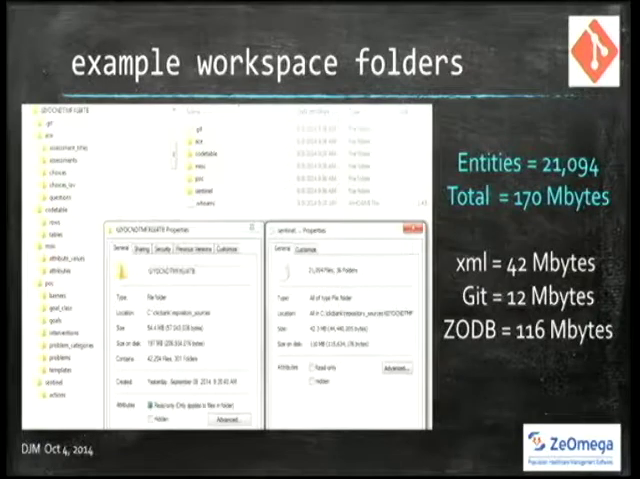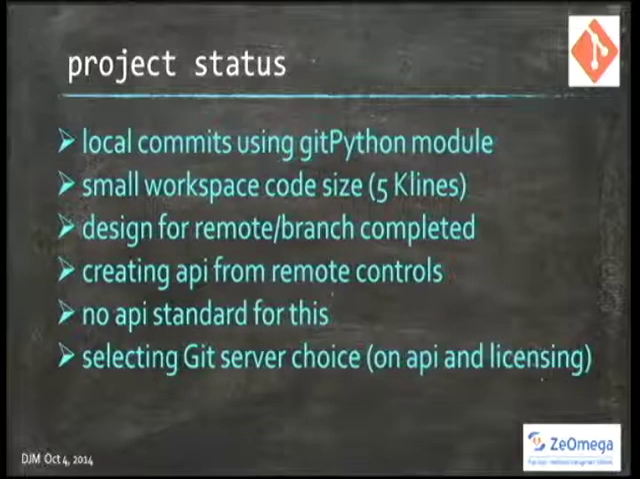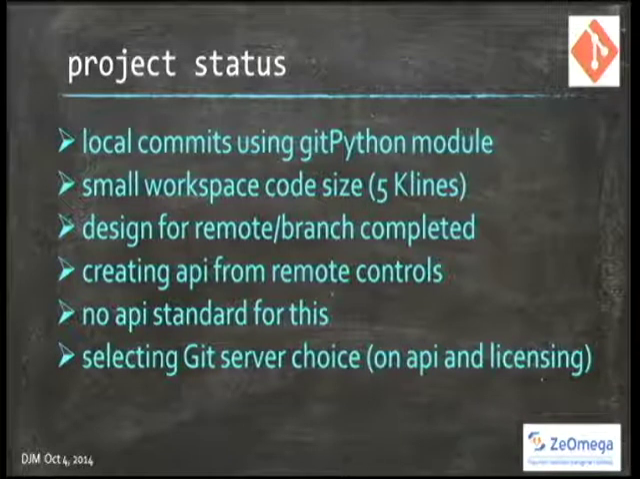So, the project status: we've got the local commits using the Git Python module. The workspace code size, the entire part of the engine that deals with importing, workspace management and the repository, is 5 to 6K lines of code. It's not that big. We're trying to leverage object-oriented programming to the max to reuse code and methods as much as we can. So it's pretty small. It's complex in its design more than in its code size.